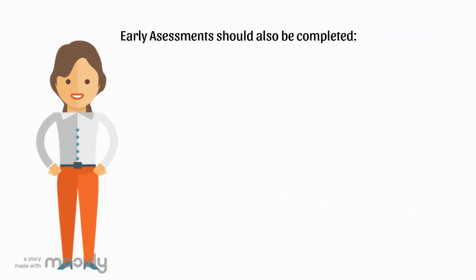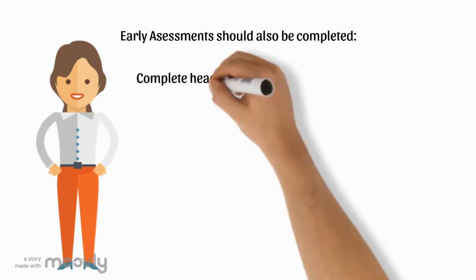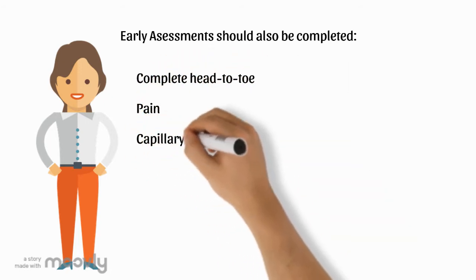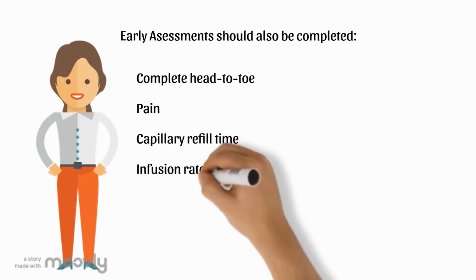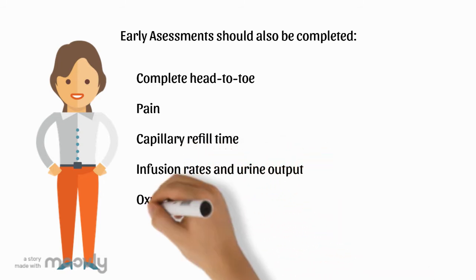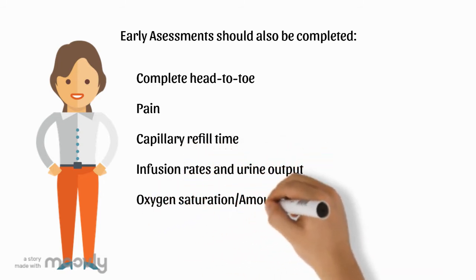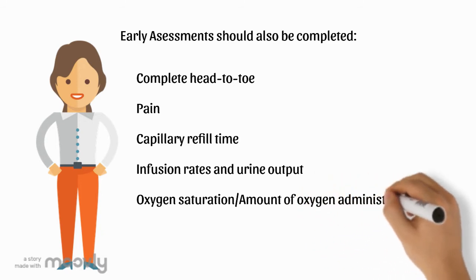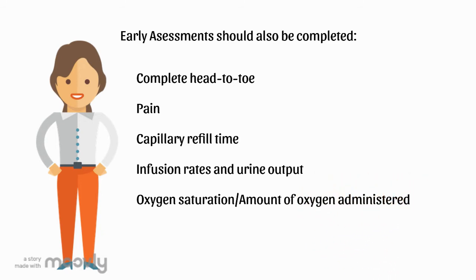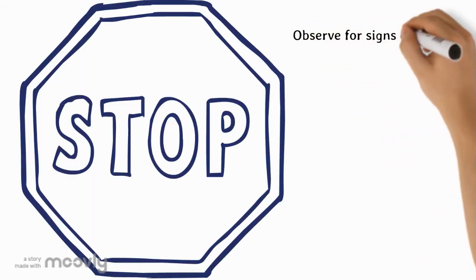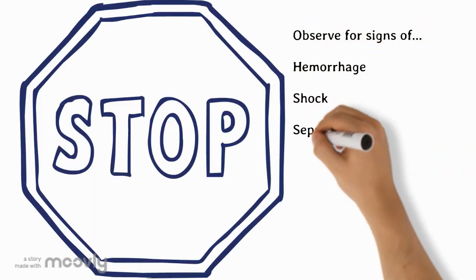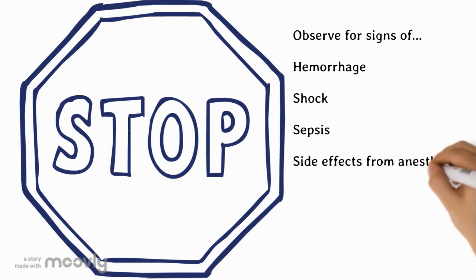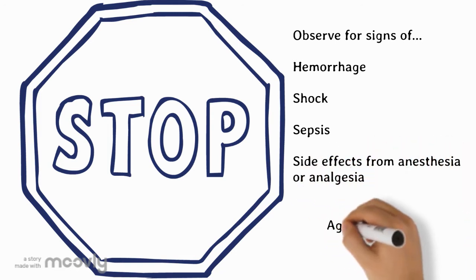Early assessment should include a complete head-to-toe assessment, a pain assessment, checking capillary refill time, checking intake and output, and oxygenation status, including O2 saturation and the amount of oxygen administered. It will be important to look for specific postoperative complications, including hemorrhage, shock, sepsis, and any side effects from anesthesia.